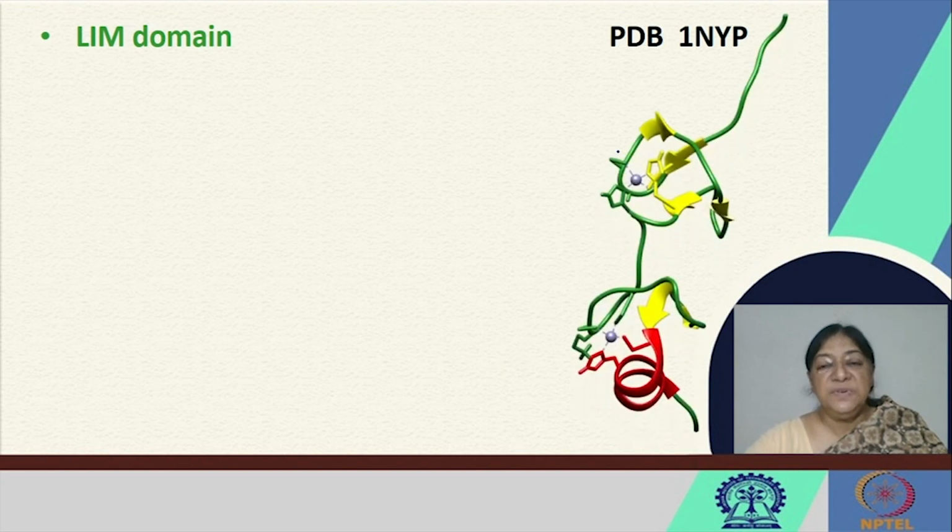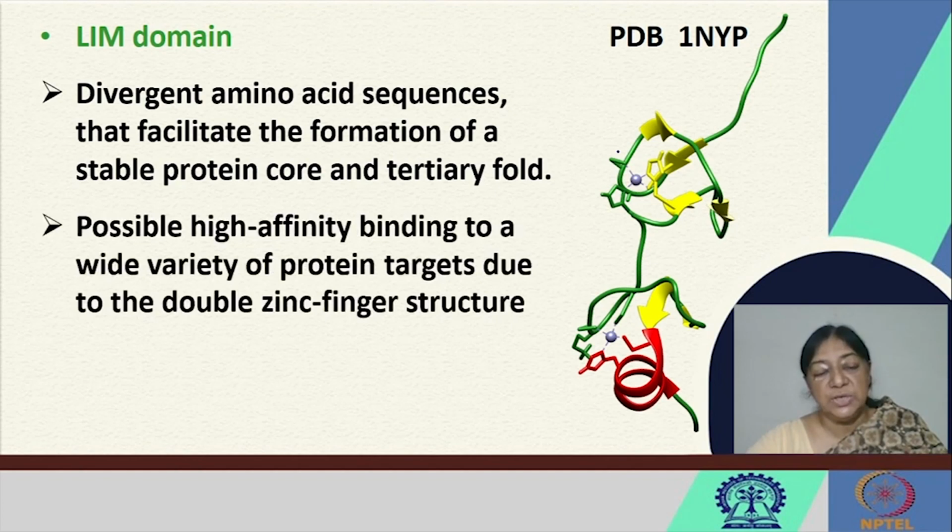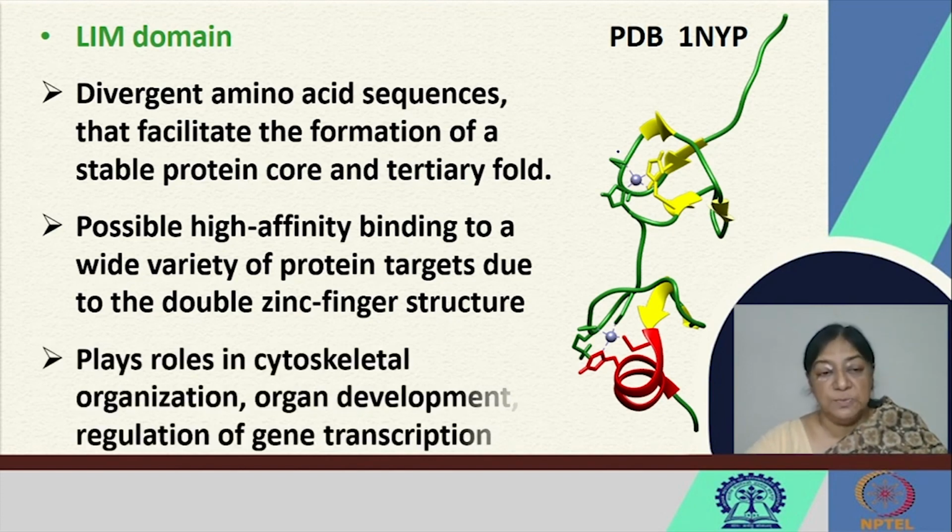In this specific helix-loop-helix recognition, there are divergent amino acid sequences that facilitate the conformation of a stable protein core and a tertiary fold that is required for the recognition. Then there is possible high affinity binding due to the wide variety of protein targets, due to the double zinc finger structure observed. It plays a very important role in cytoskeletal organization, organ development, and the regulation of gene transcription.